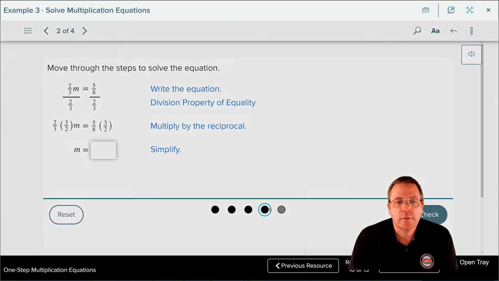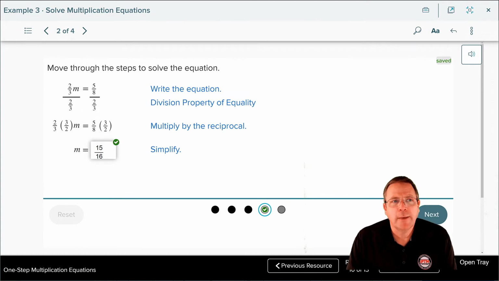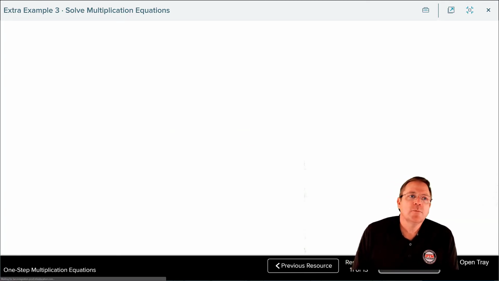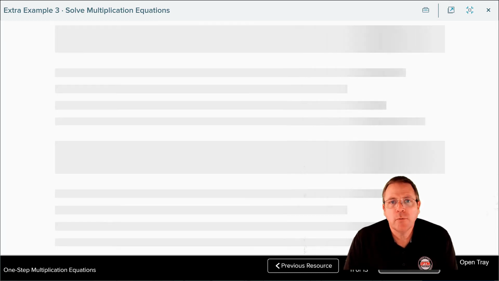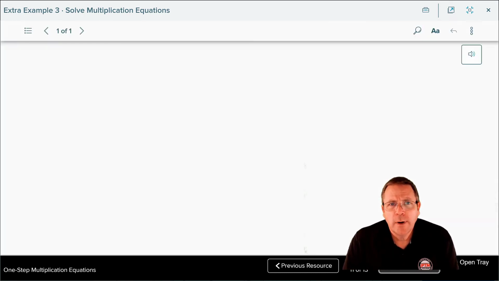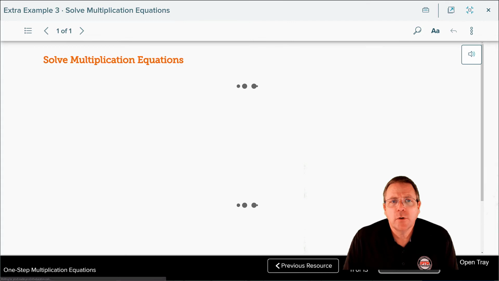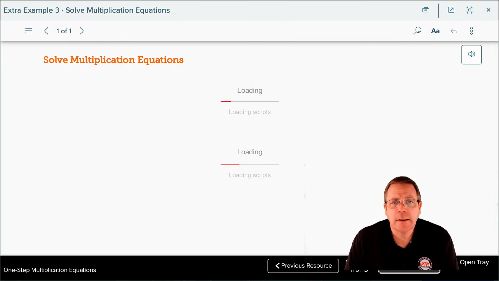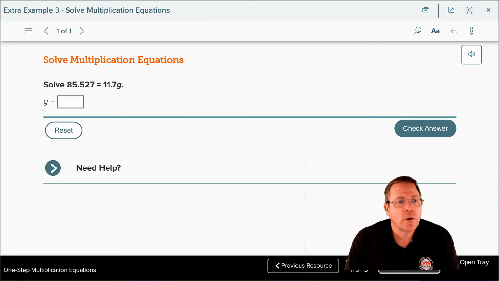15/16, accept and check, and the answer checks. From here, you're going to get to work the next problem on your own. Extra example 3, I want you to use my method, the horizontal method, when you're solving this. It's better for fractions. It makes it a lot less confusing. So go ahead and pause the video.